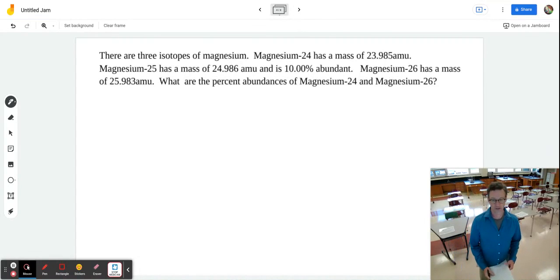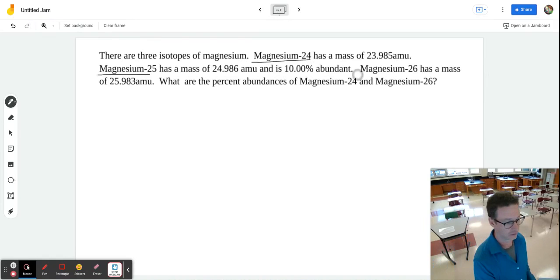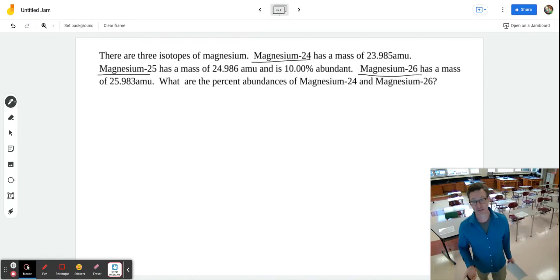Okay, last one here. This is very similar to the one we just did, with one exception. It has 3 isotopes, magnesium 24, 25, and 26. Now that makes it a little harder, since when there's 3, any 2 of them could add up to something, and the third one would be the difference between that and 100.